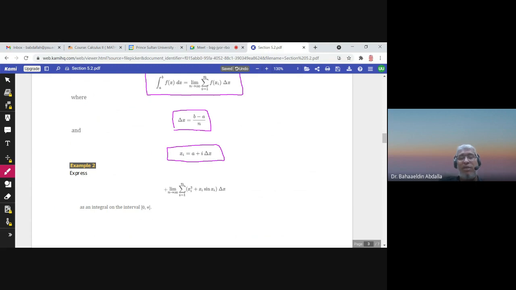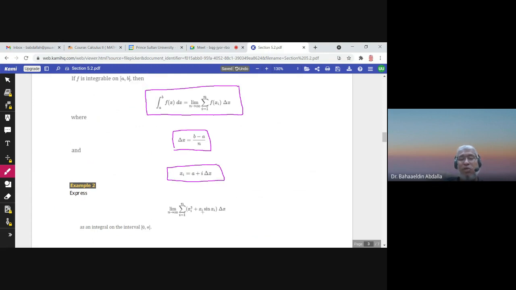Question: express this limit as an integral on the interval from 0 to pi. So we need to express this as an integral. You need to concentrate here on the definition. Look, delta x becomes dx. f of xi becomes f of x. And the limit of the sum becomes the integral sign.